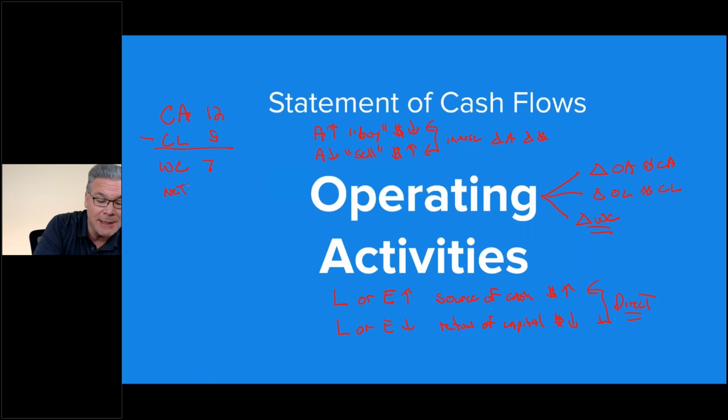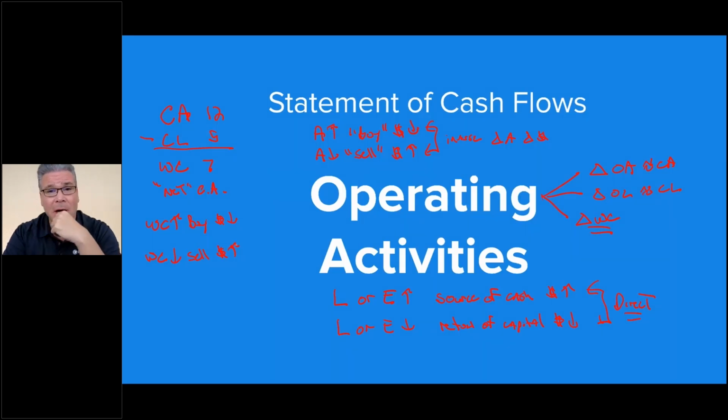That's really a net current asset. So what's the relationship? When working capital goes up, you're on the buy side of working capital, cash goes down. When working capital goes down, you're on the sell side of that working capital, cash goes up. All righty. So that's another way that we can find our change in our operating activities.